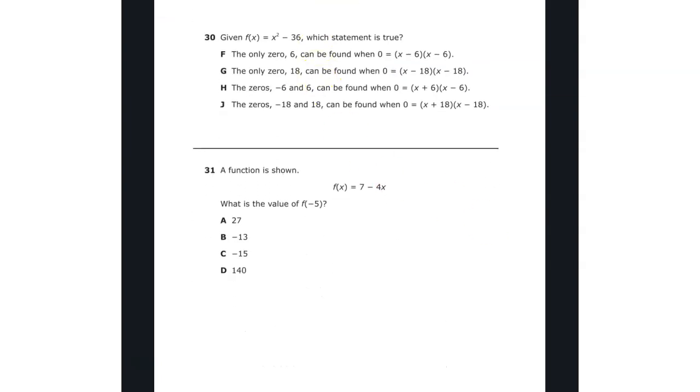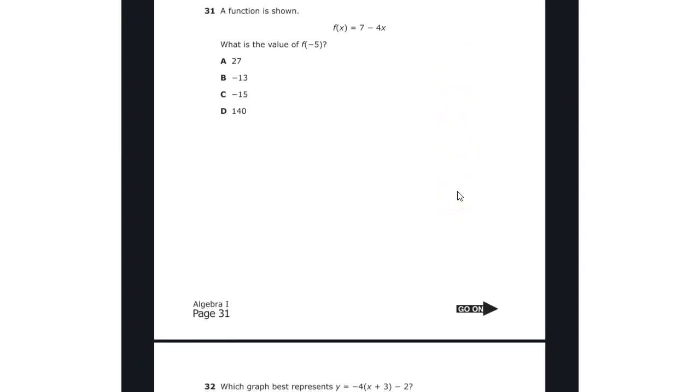Number 30. Given f of x equal to x squared minus 36, which statement is true? So x squared is a perfect square, 36 is a perfect square. So that's going to give us (x minus 6)(x plus 6). Which means x equal to 6, or x equal to negative 6. So let's see which of them. Okay, this is the only one that matches our equation. So we move on.